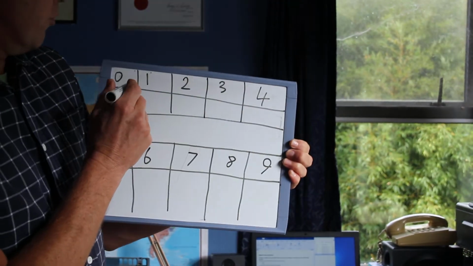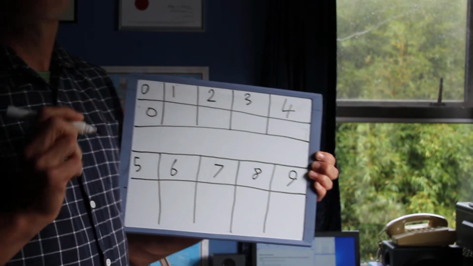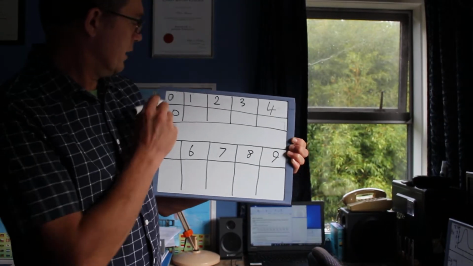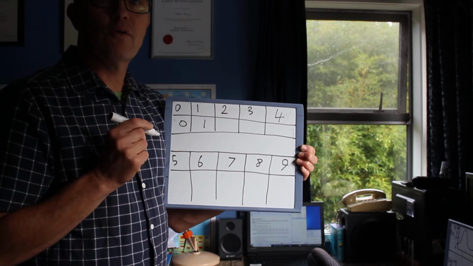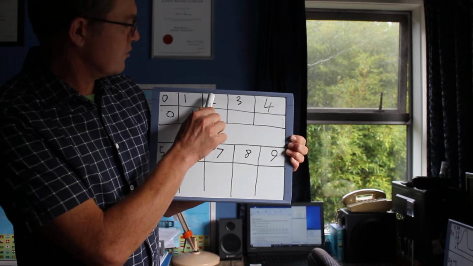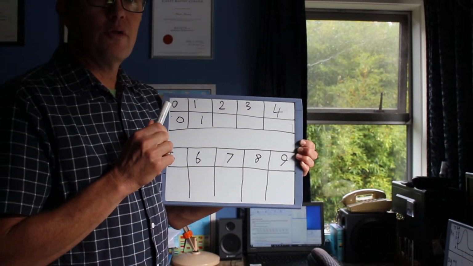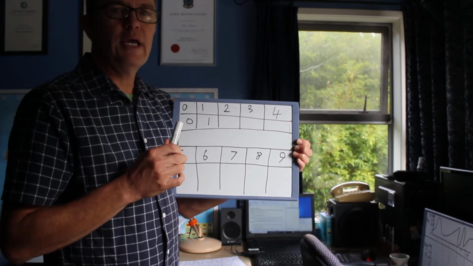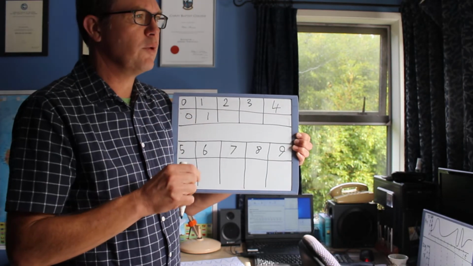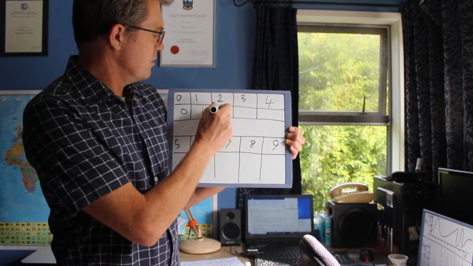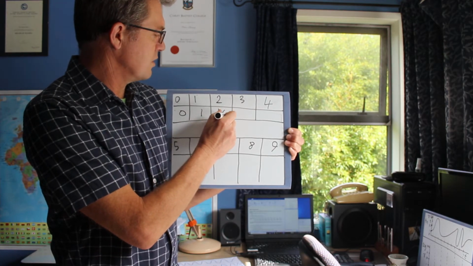Zero in binary is just zero. Great, we're doing well. One in binary is one. So far, all is well. But what happens when you get to two? How do you show the number two in binary? Well, there is no such thing as a two in binary. There's only ones and zeros. So you have to use two columns. It'd be 1, 0.